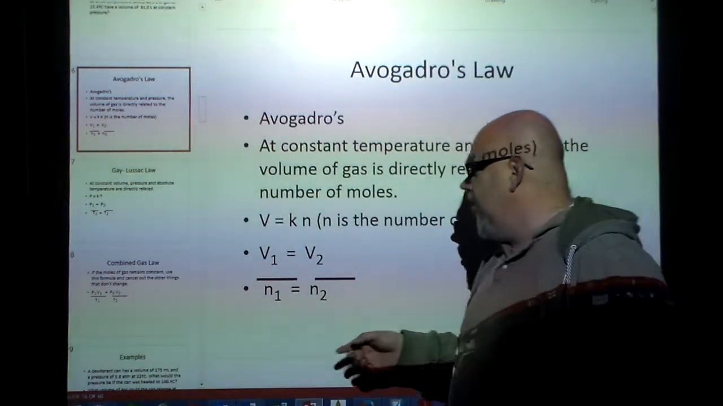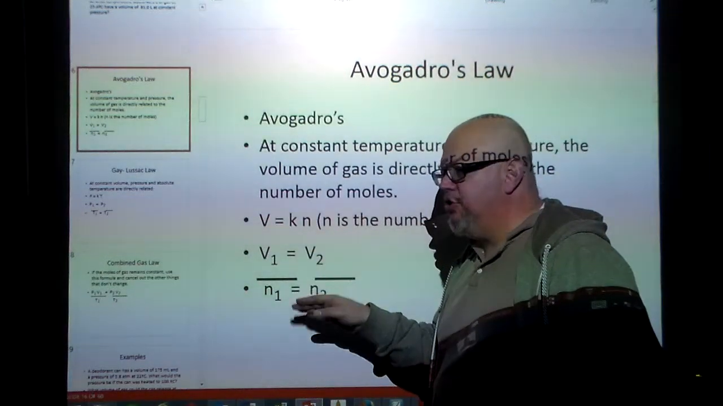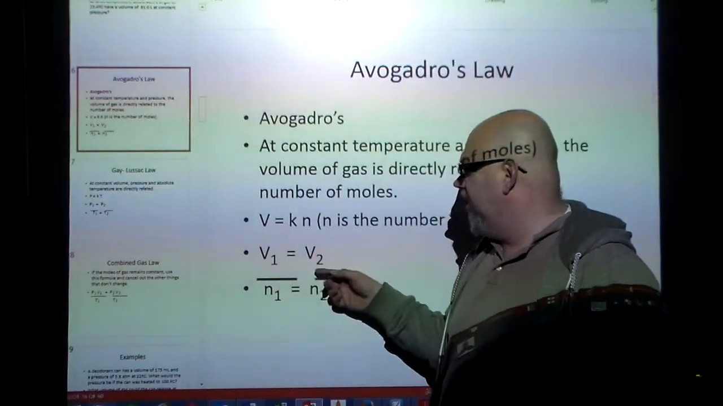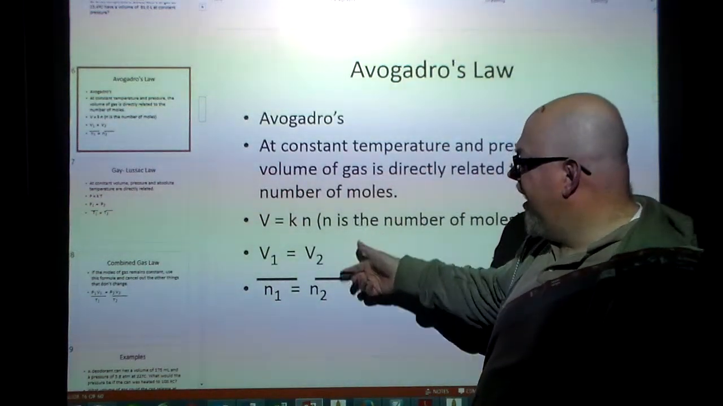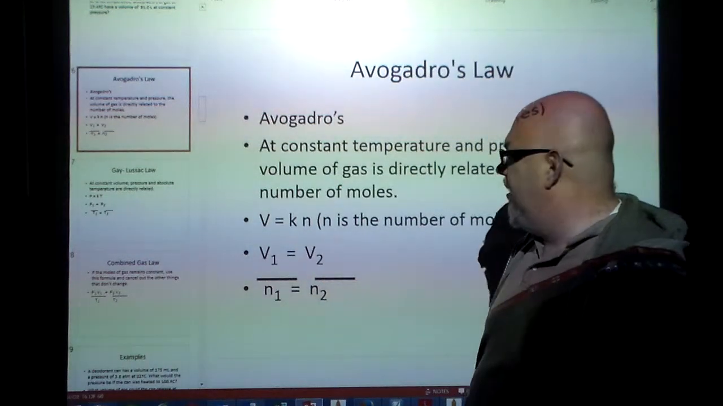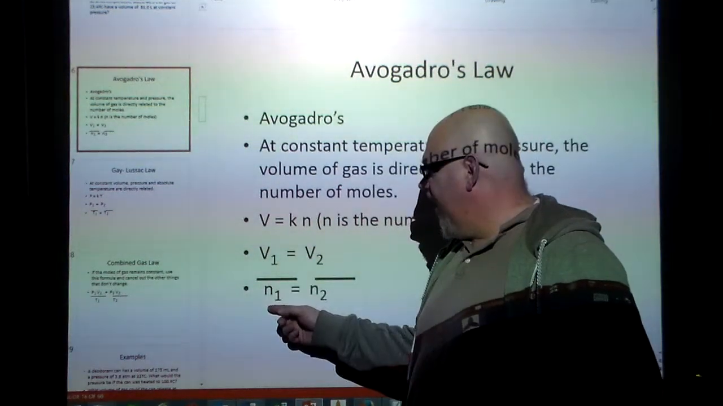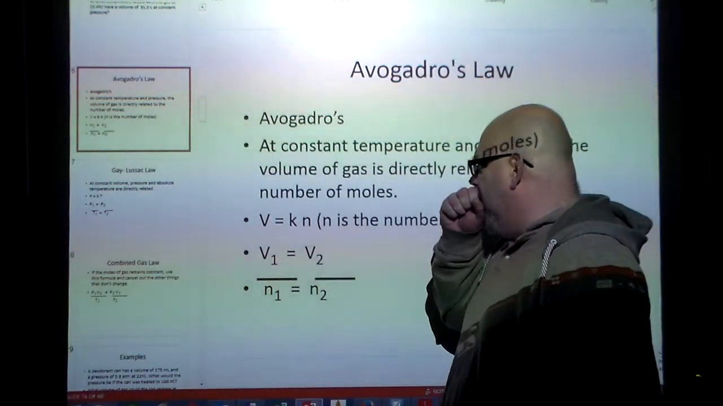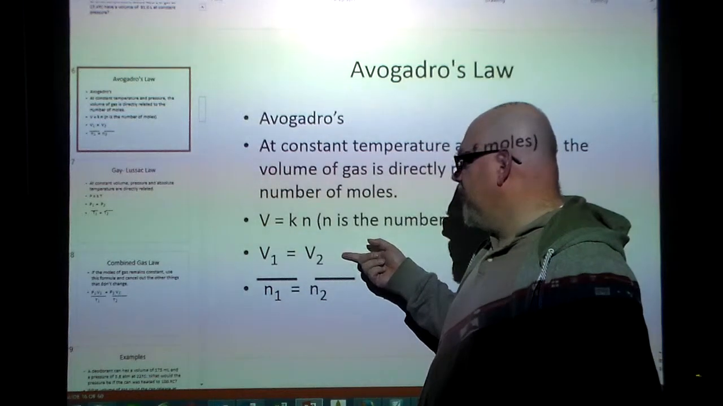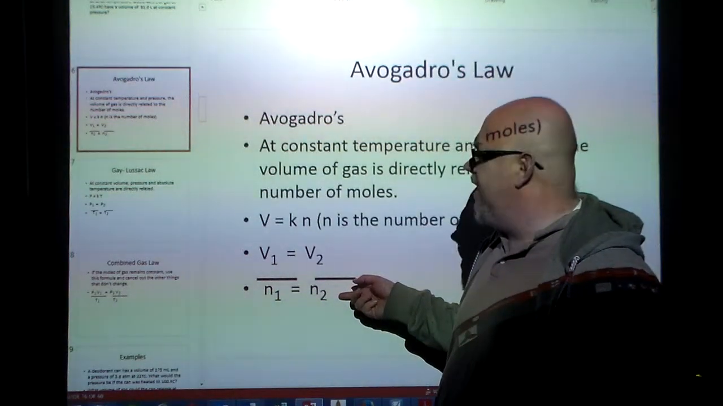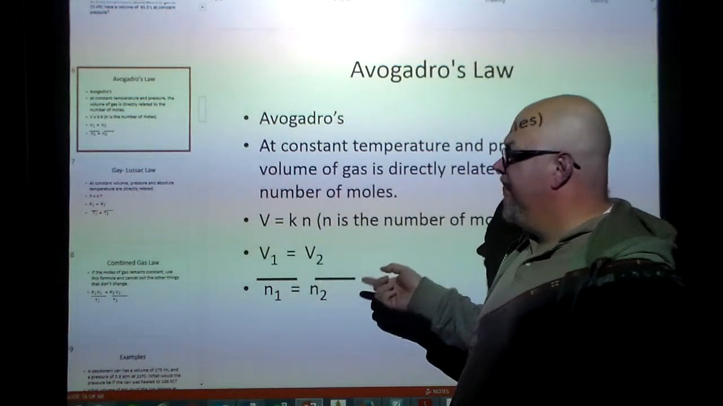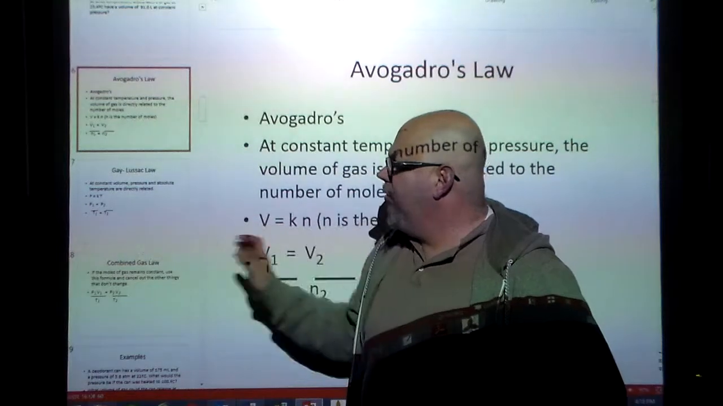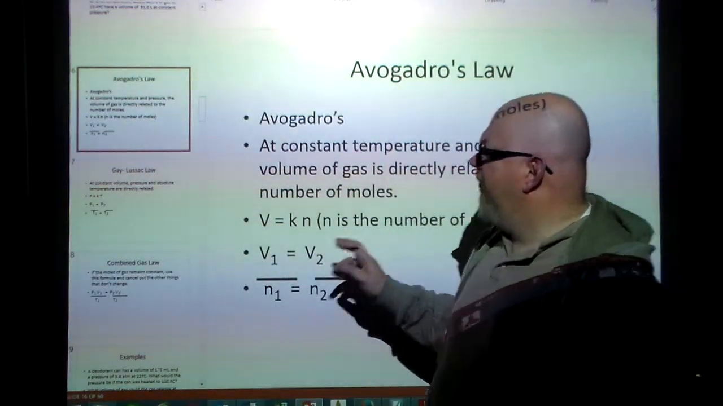So if we have the same temperature and same pressure, the volume at the beginning over the number of moles at the beginning is equal to the volume at the end divided by the number of moles at the end. So if we have 1 liter of gas that has 1 mole in it, it's going to equal 2 liters of gas with 2 moles of gas in it, because the constant is the same. That's basically it, and I'm not too worried about Avogadro's.